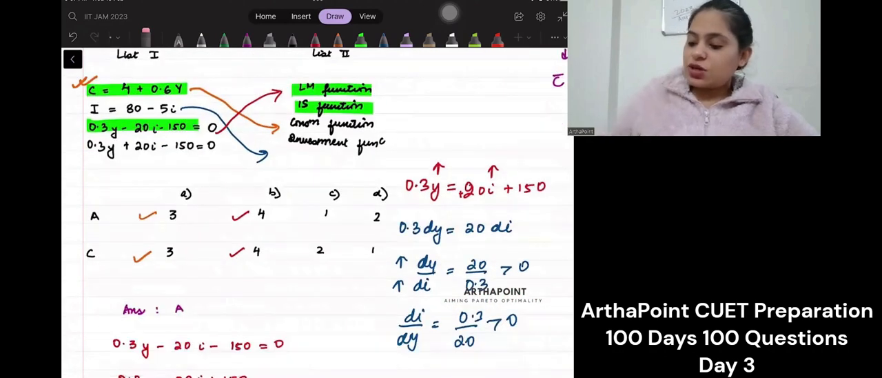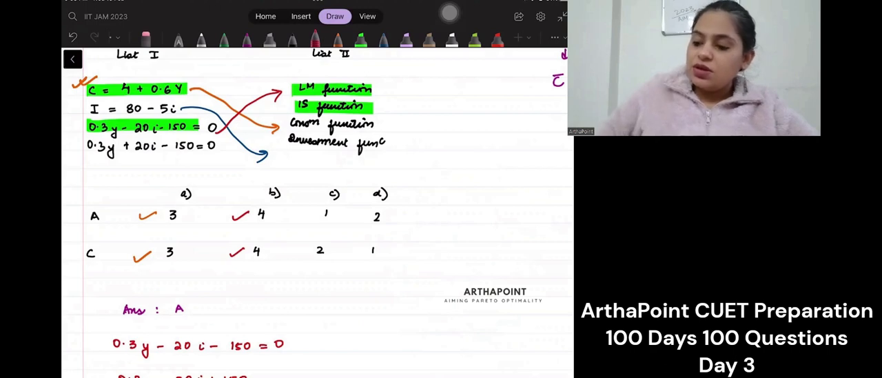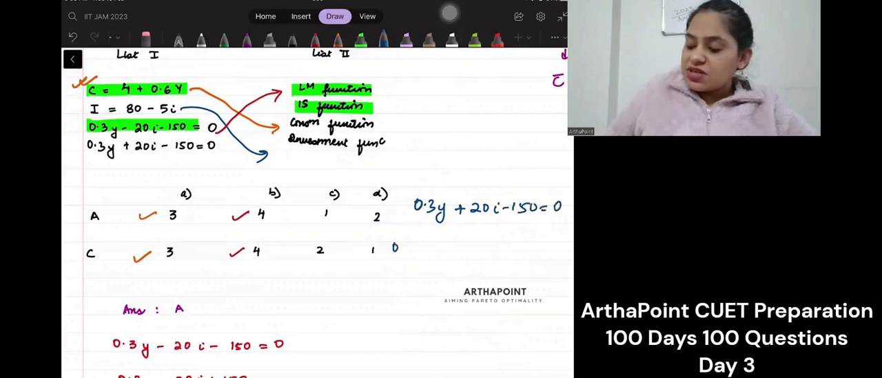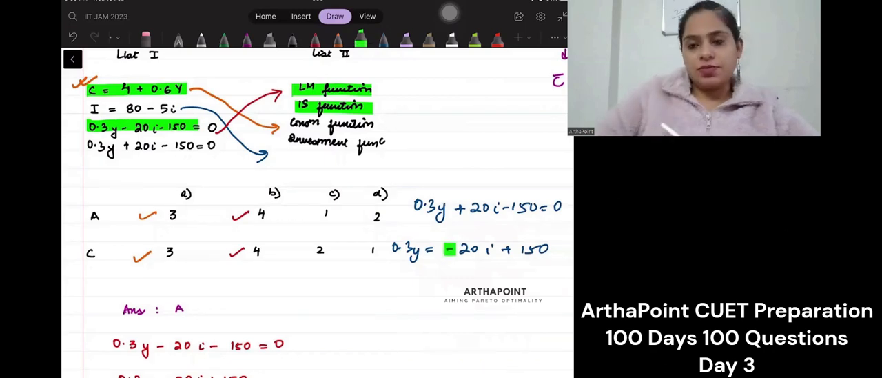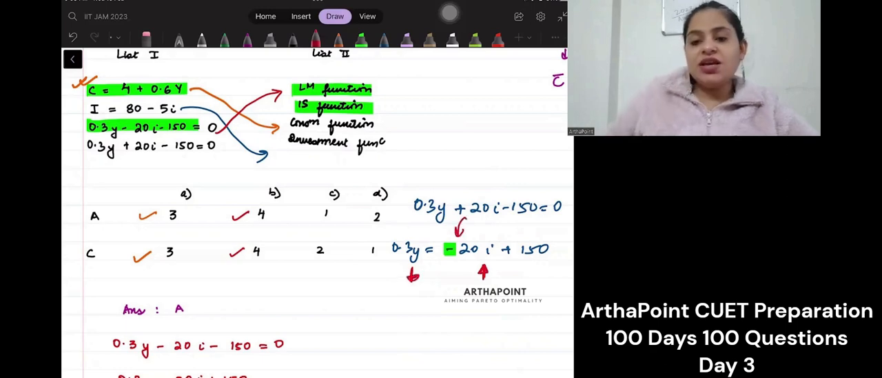अब वैसे ही एक बारी fourth equation को let's have a look at it. So fourth equation is given as 0.3y plus 20I minus 150 is 0. So which means 0.3y will be minus 20I plus 150. अब ये interest rate के साथ we have a negative sign here, right? What does this negative sign tell us? It tells us that if you increase interest rate, then y will decrease because of this negative sign. They are inversely related to each other.